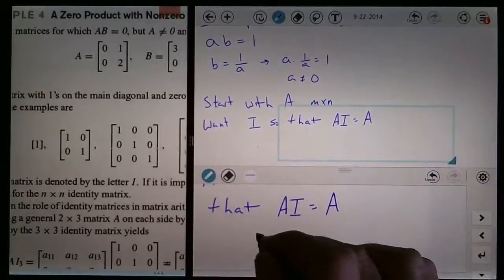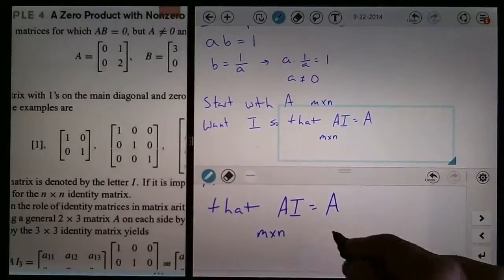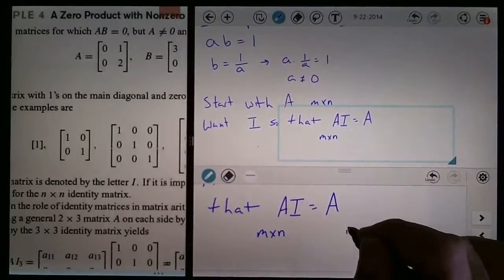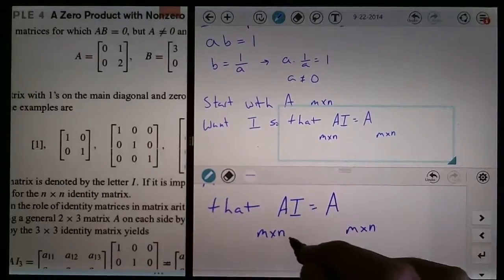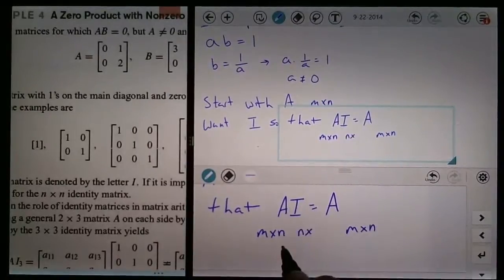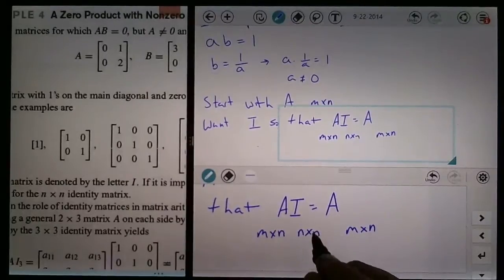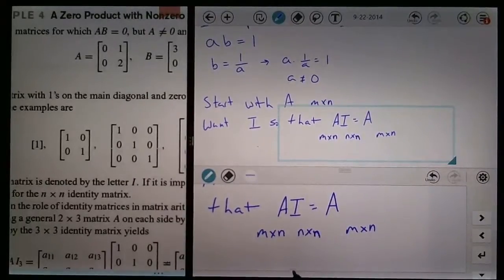Notice that if A is m by n, and the result here is m by n, this matrix here, in order for this multiplication to work, first of all, has to be n by something, right? Because this number and that number have to be the same in order for the multiplication to work. But then this number is the size of this, so this has to be n by n. So this identity matrix has to be square, right?